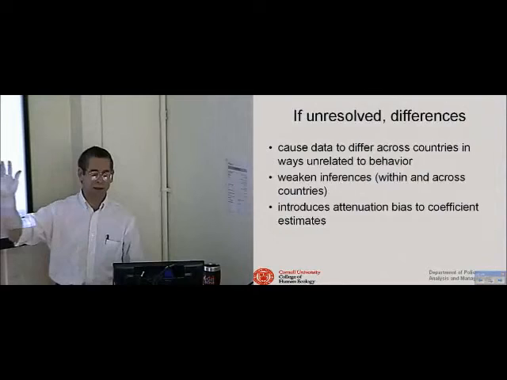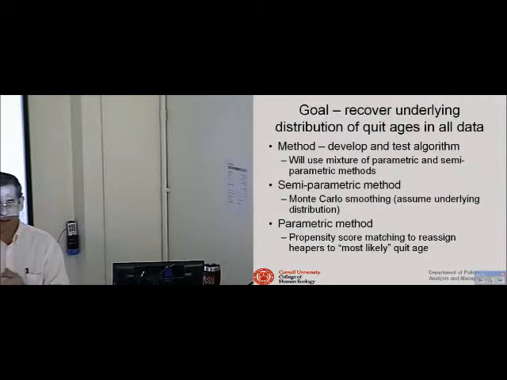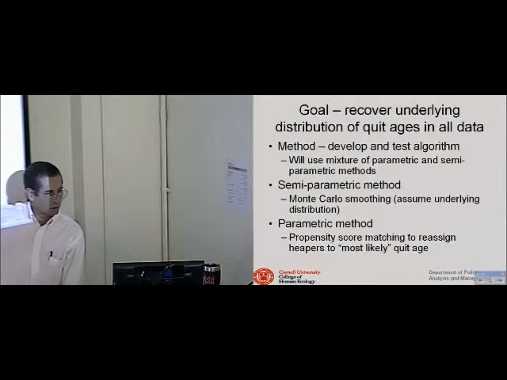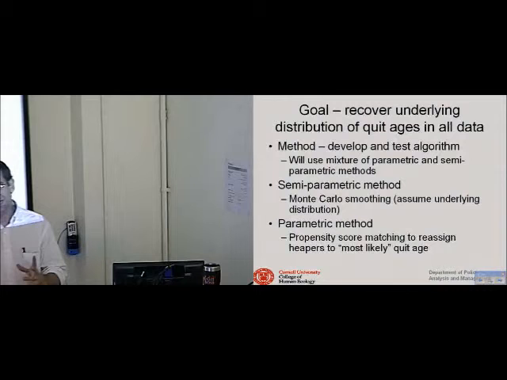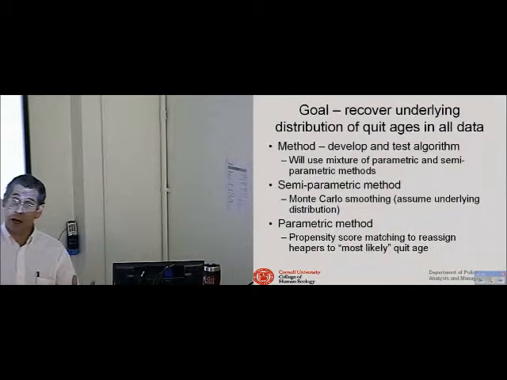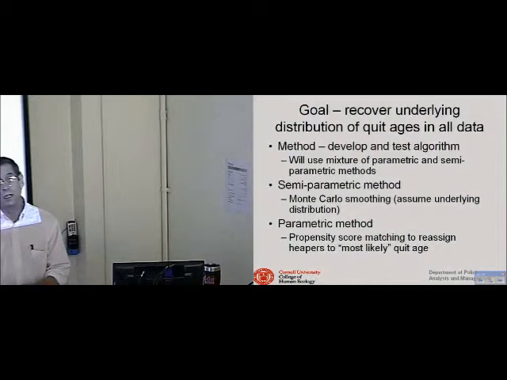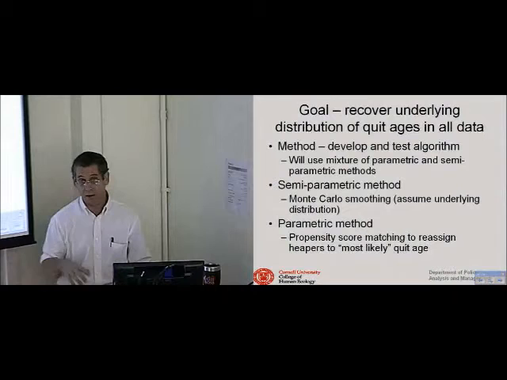So what we're doing in the context of this project is we're developing statistical methods to correct for this type of error. We're doing Monte Carlo fit of the data and smoothing, and then we're developing an algorithm where we can use data from the surveys, both in the cross-sectional and in the panel nature, to actually recover the parameters of the original distribution, which will allow us to construct a correction factor. So it has very broad implications, not just for smoking, but for all distributions with this type of measurement error.